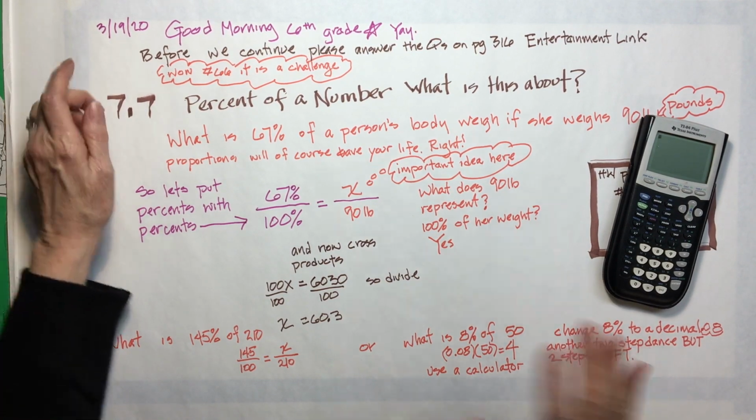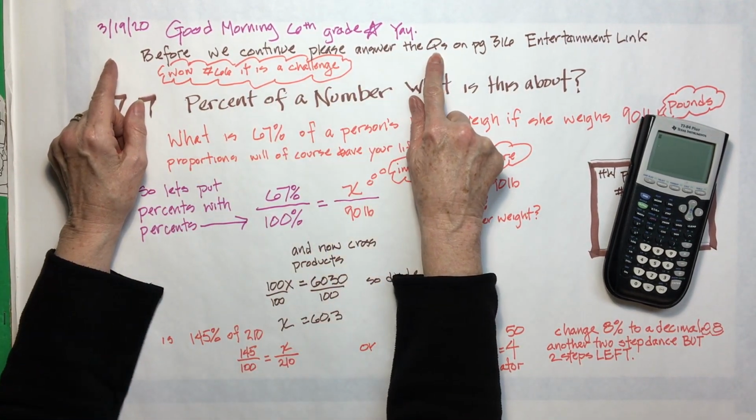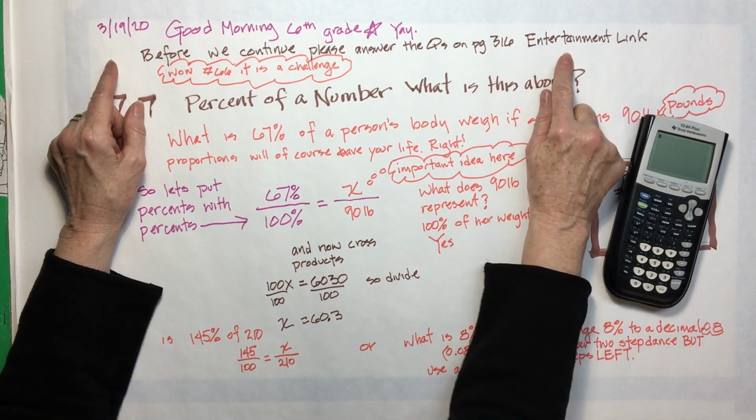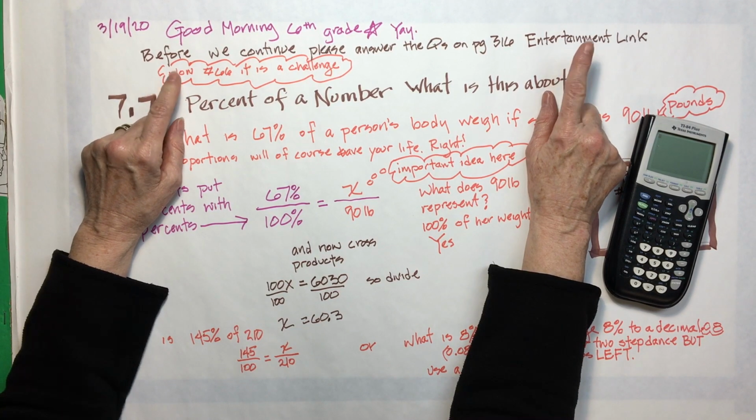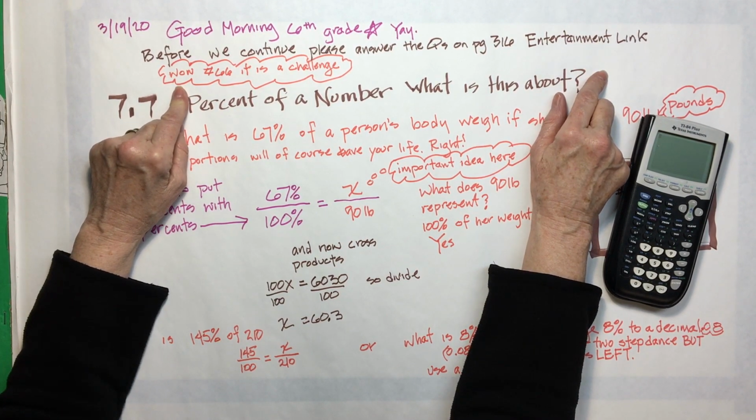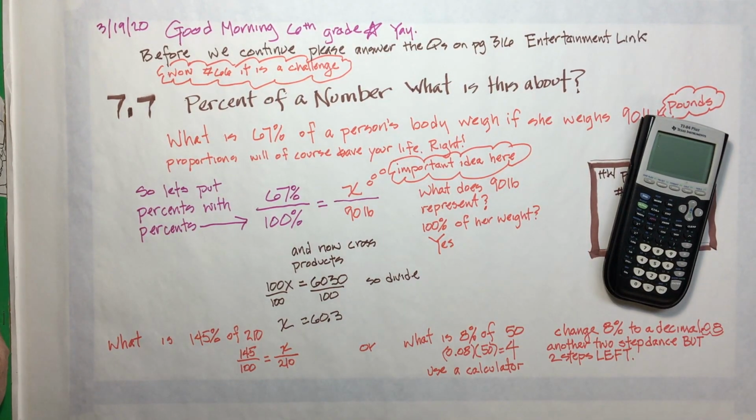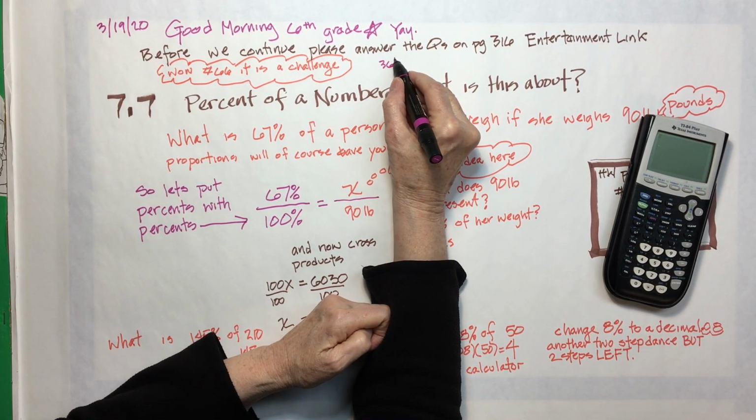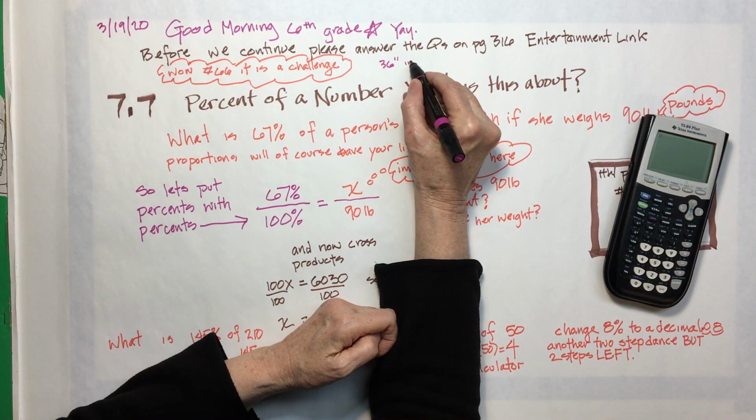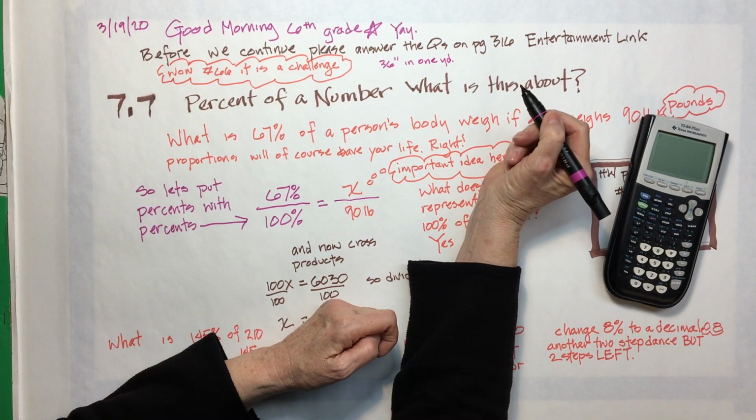Here's a new section. But before we get going on the new section, I want you to please answer the questions on page 316, which is the entertainment link. I was looking at number 66, and wow, that is a challenge. But I hope we all remember how many inches are in a yard. I think that will help you figure it out. Could it be 36 inches in 1 yard? Hopefully that'll get you going.